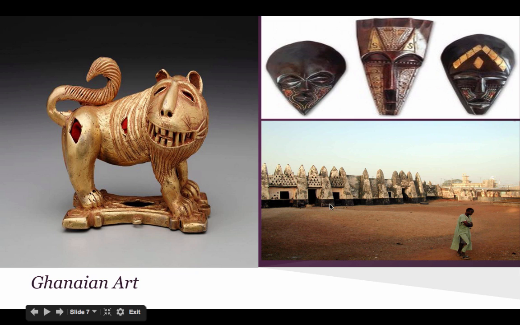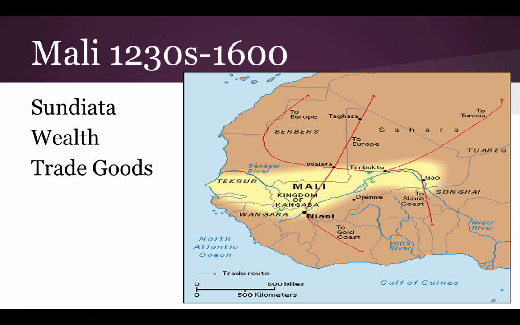And then here on the bottom right, you see a mosque. Now, probably the most powerful empire that grew up in this area in this time period would be Mali, which started in the 1230s. It was founded by the great Sundiata, the Lion King, who was able to overthrow part of the Ghanaian Empire and then eventually create this one.